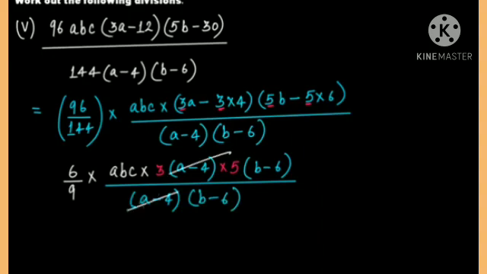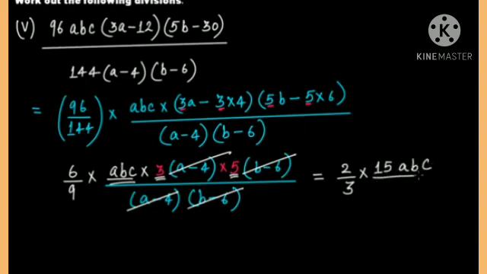Now A minus 4 gets cancelled, B minus 6 gets cancelled, and this is 6 by 9. So if you divide both the numerator and the denominator by 3, you get 2 by 3 multiplied by, this is 3 multiplied by 5 means 15, and you have ABC, so 15 ABC. This is basically divided by 1. Now this is 3, this is 15, so 15 divided by 3 will give you what? 5, right? 15 divided by 3 will give you 5. So this is 10 ABC.